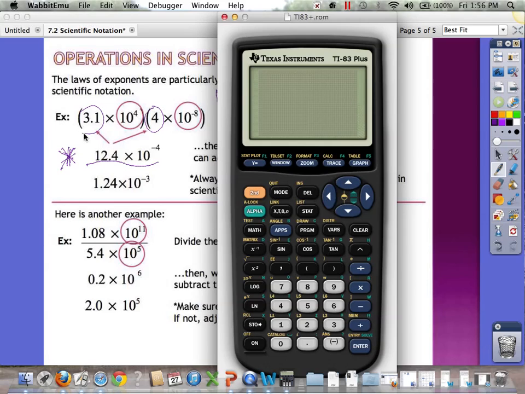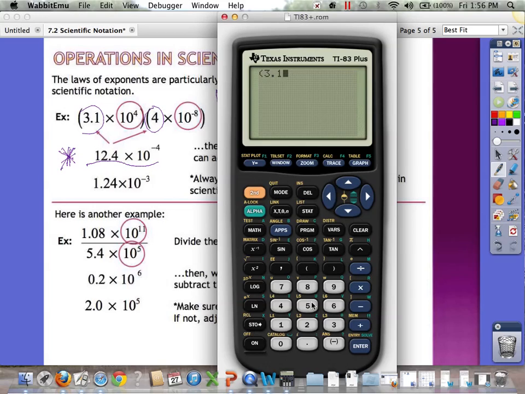Now, you want to type this in just as you see with those parentheses. And we've practiced using parentheses a lot this year for this reason. The more you do it. All right, now I'm going to do 3.1. I'm not going to hit the times button. I'm going to show you a shortcut, okay? This you'll use if you go on to chemistry. The chemistry teachers are going to love you because you're going to already know how to do this.